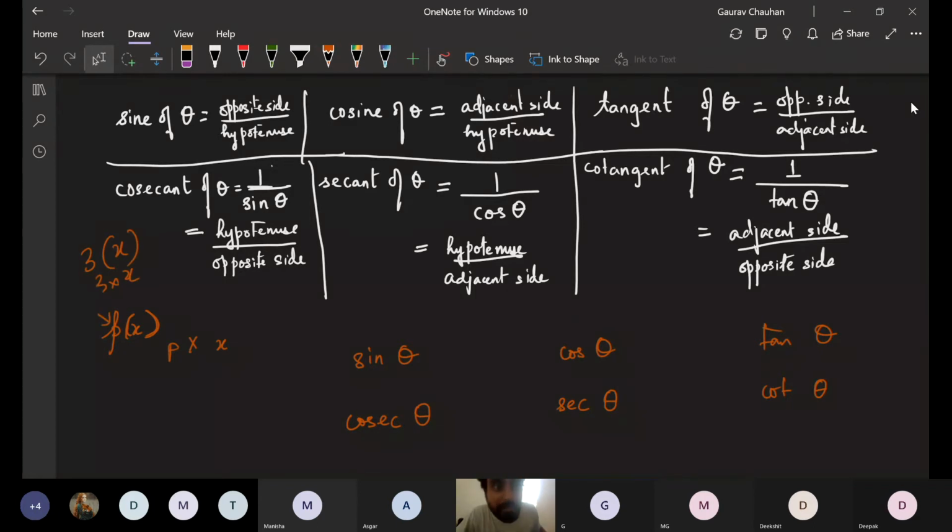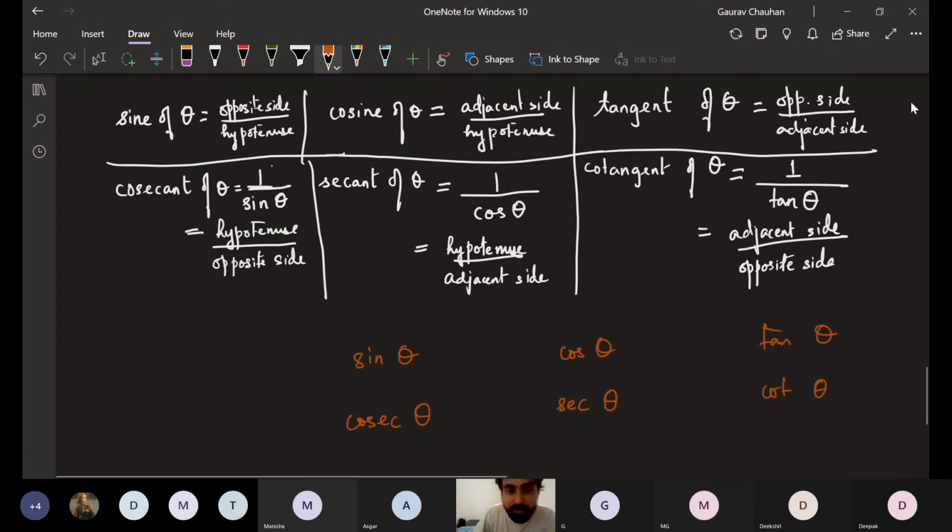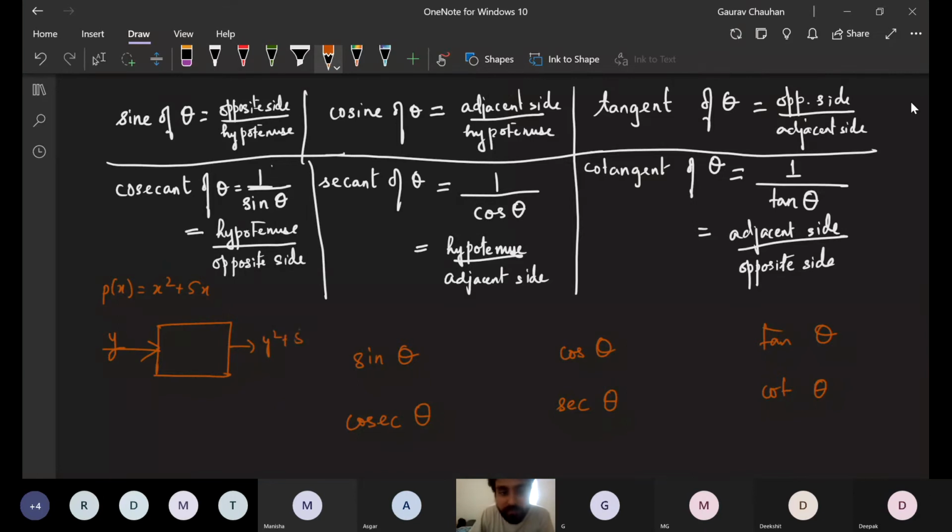Here p is like a name of the polynomial. More like it was the name of the machine. Do you remember we talked about there is a machine? If p of x is equal to x square plus 5x, if we put y in this machine, we will get output as y square plus 5y. This is the p of x machine. You remember this discussion, Deepak?